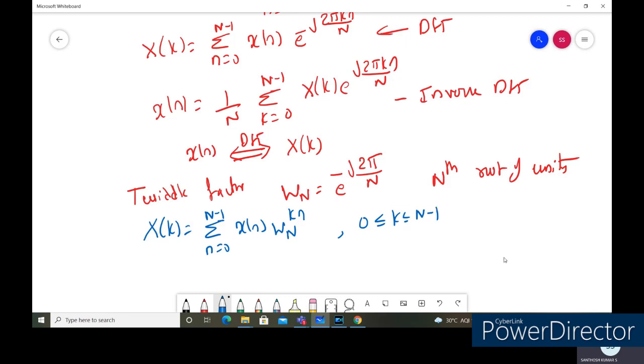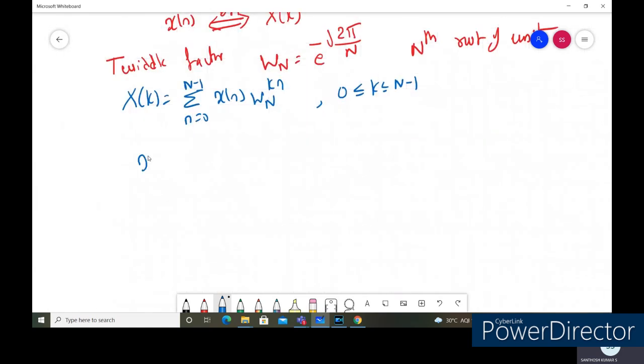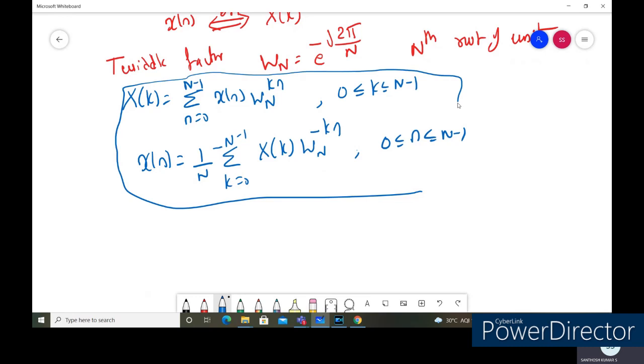Similarly, in the IDFT formula we can make the same replacement. So x of n equals 1 by N summation k equals 0 to N minus 1 X of k into omega N to the power of minus k n. Here n can take the value from 0 to N minus 1. This is the pair of DFT formulas we can use to solve problems, whether it may be the N-point DFT or fixed duration sequences.